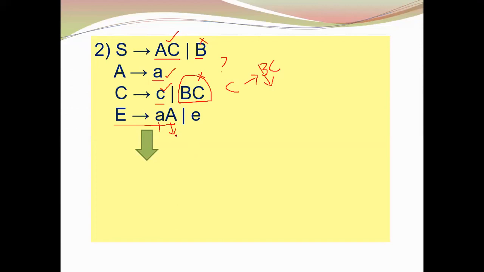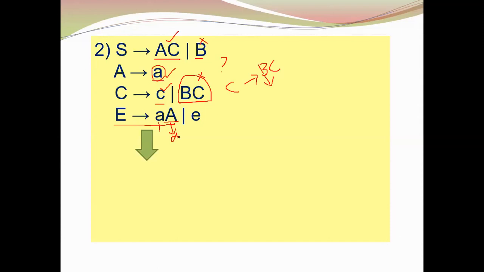Ma'am, it's useless only. We are not using E in anything. Yes, very good. So my production is E tends to AA. This is the terminal. For this non-terminal, I can substitute this A, right? So E tends to AA.